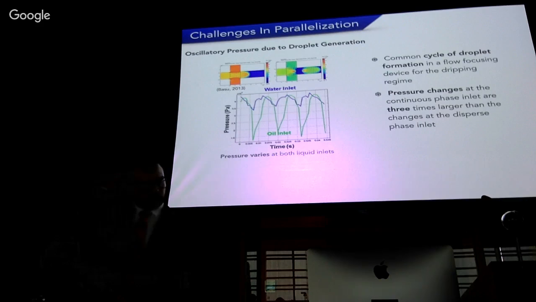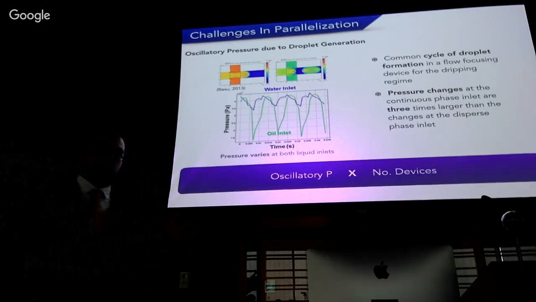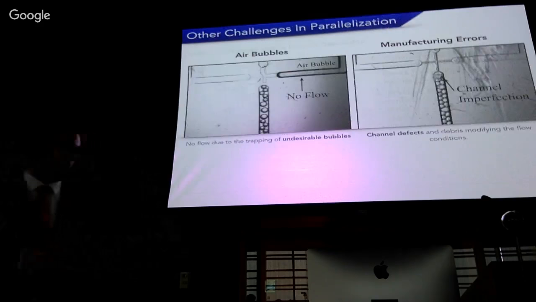So the second one is oscillatory pressure due to droplet generation. This is an intrinsic property of droplet makers: when the droplet is formed, there is an increased pressure in these lateral inlets, and this will give you this increase in pressure. And then this will be oscillatory every time a droplet is pinched off. So you'll have pressure variations, like if your droplets are not completely synchronized. So imagine this problem, but times the number of devices that you would like to parallelize.